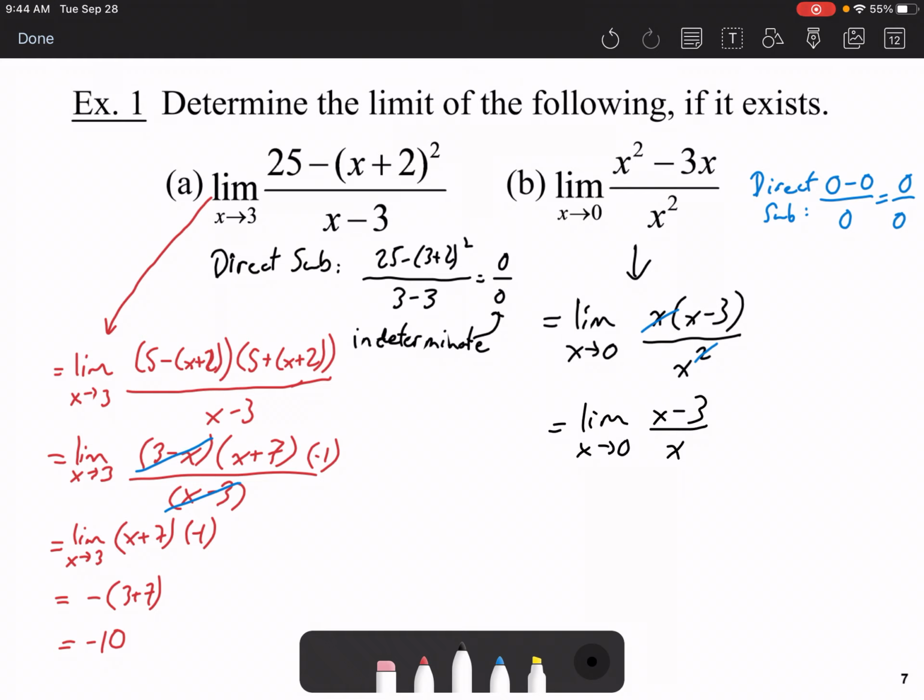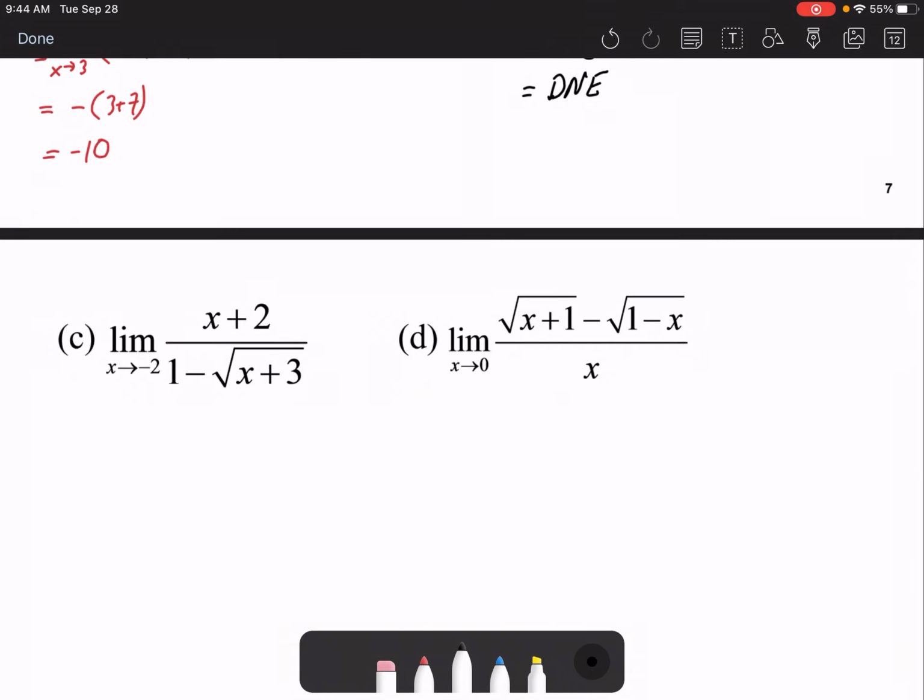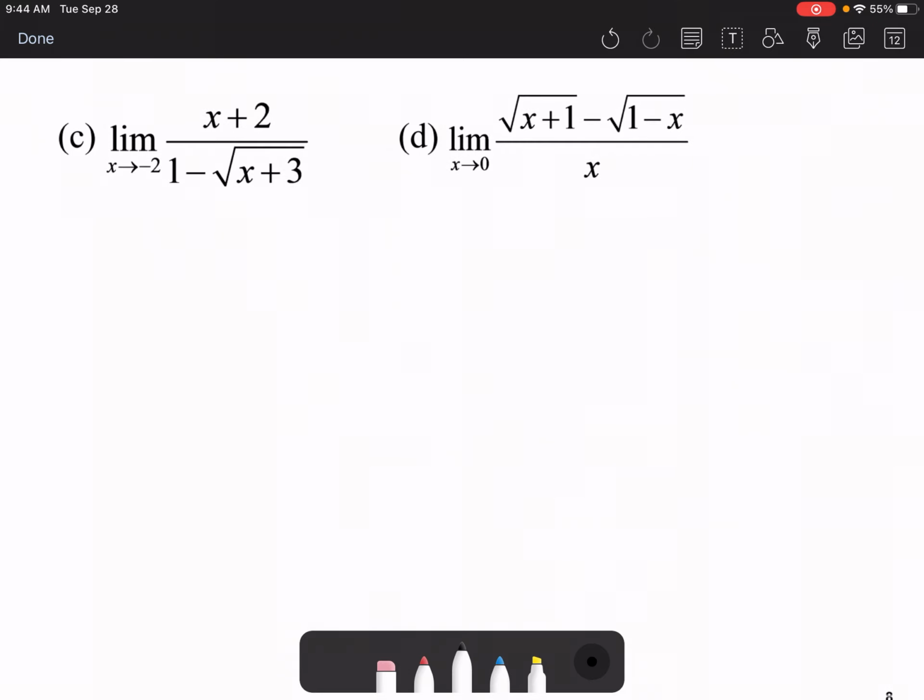Now if I do try direct substitution, I get 0 minus 3 over 0. Because the top number is a number, -3, and the bottom one turns out to be 0, this does not exist. Okay, let's try some others. These ones are a little bit more challenging to deal with.